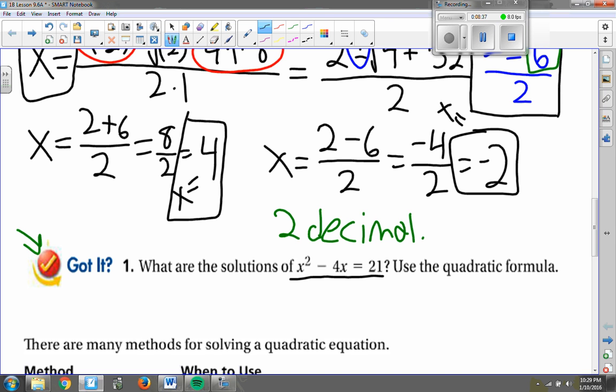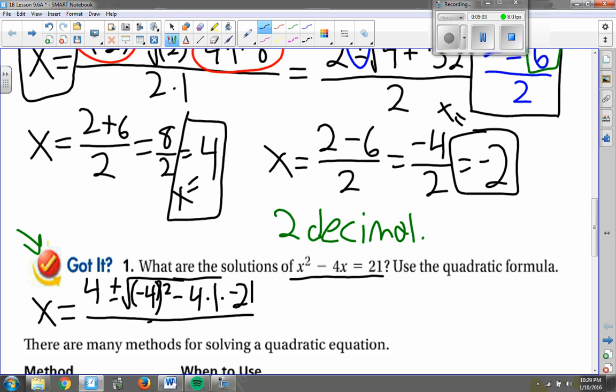Okay, I am going to skip through all of the math. I will show you the setup to it. x should equal positive 4, because it's negative 4, plus or minus the square root of negative 4 squared, minus 4 times 1 times negative 21 when you move it over to the other side, all divided by 2 again. And we should end up with x equals negative 3 or x equals 7.